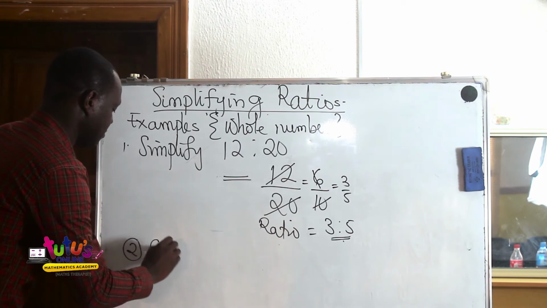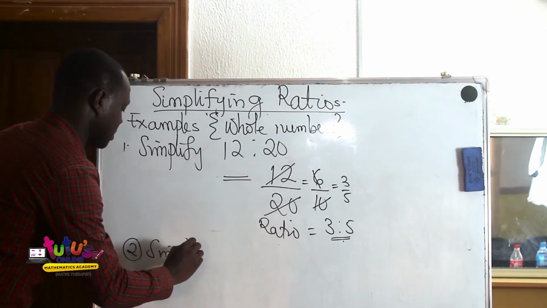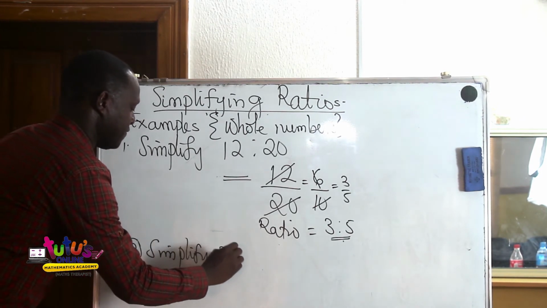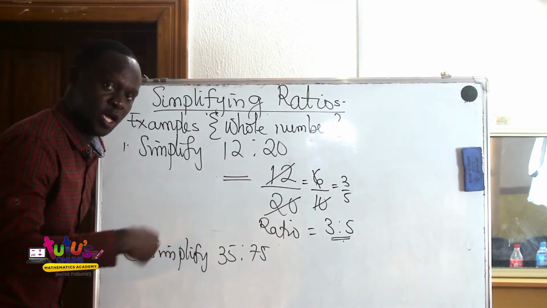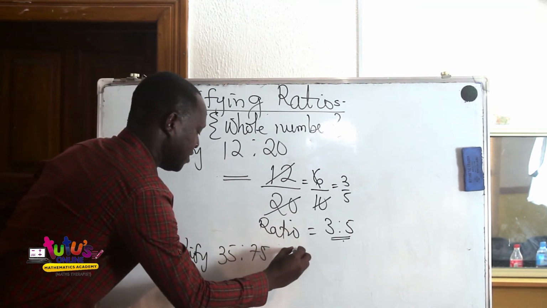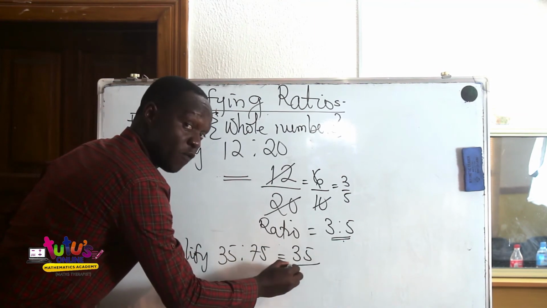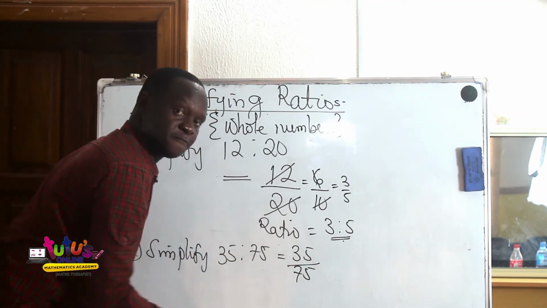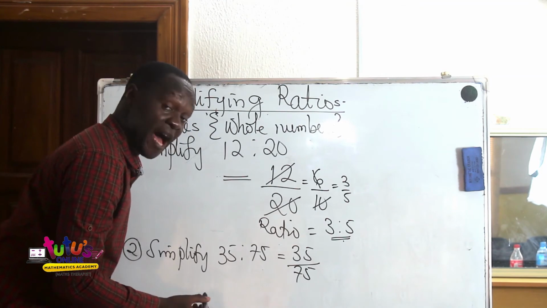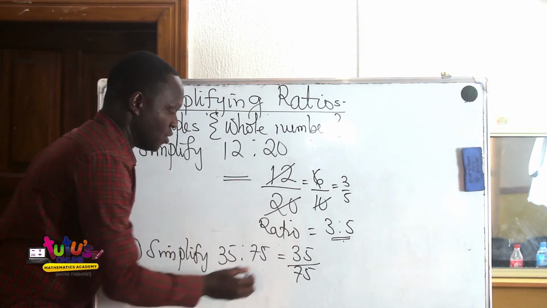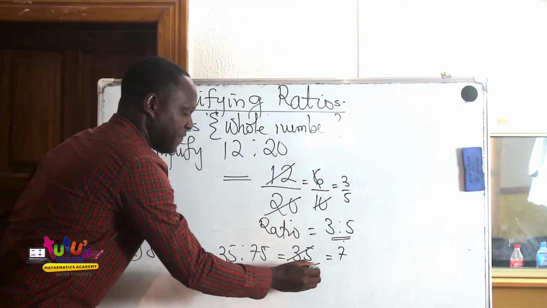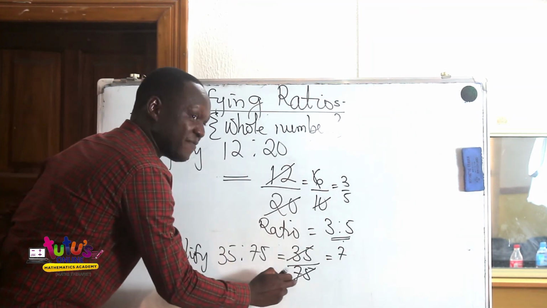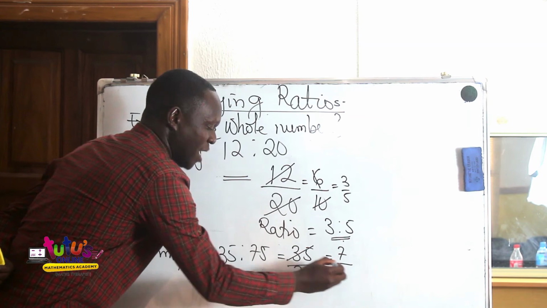Let's take example number 2. Simplify 35 ratio 75. The first thing is what? As a fraction. So that gives us 35 over 75. What's the common factor there? 5. 5 can go. 5 into 35 gives us 7.